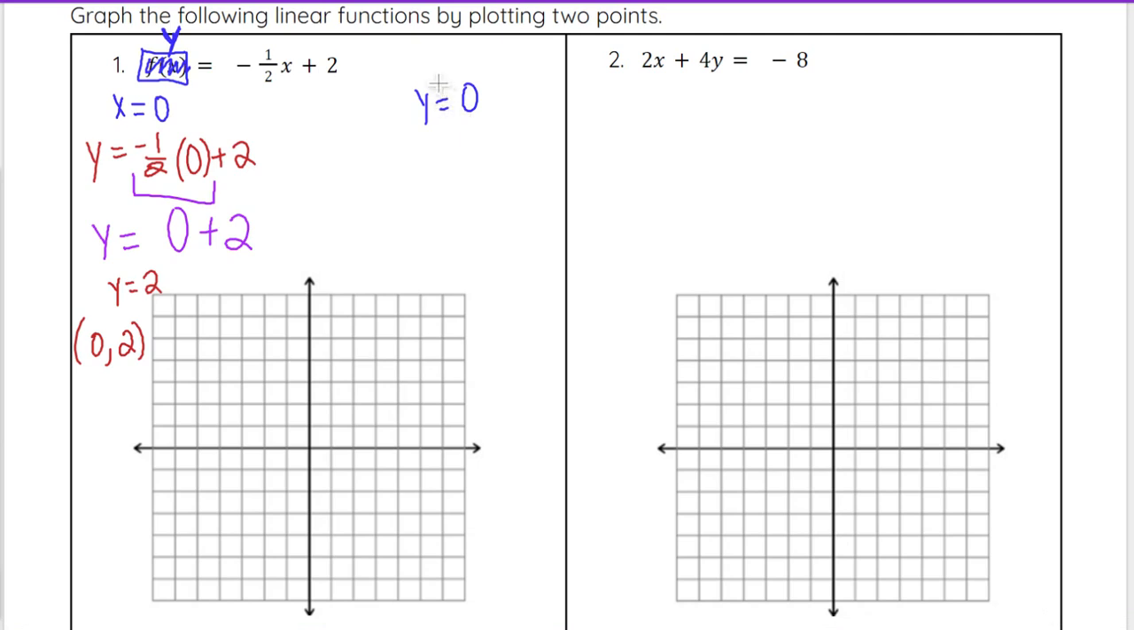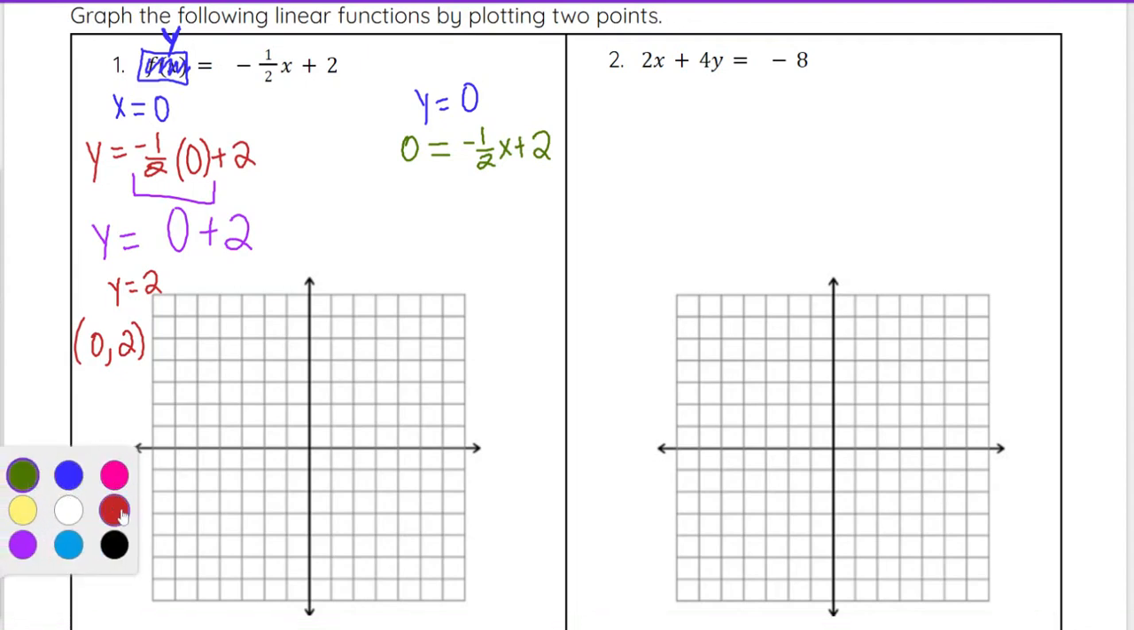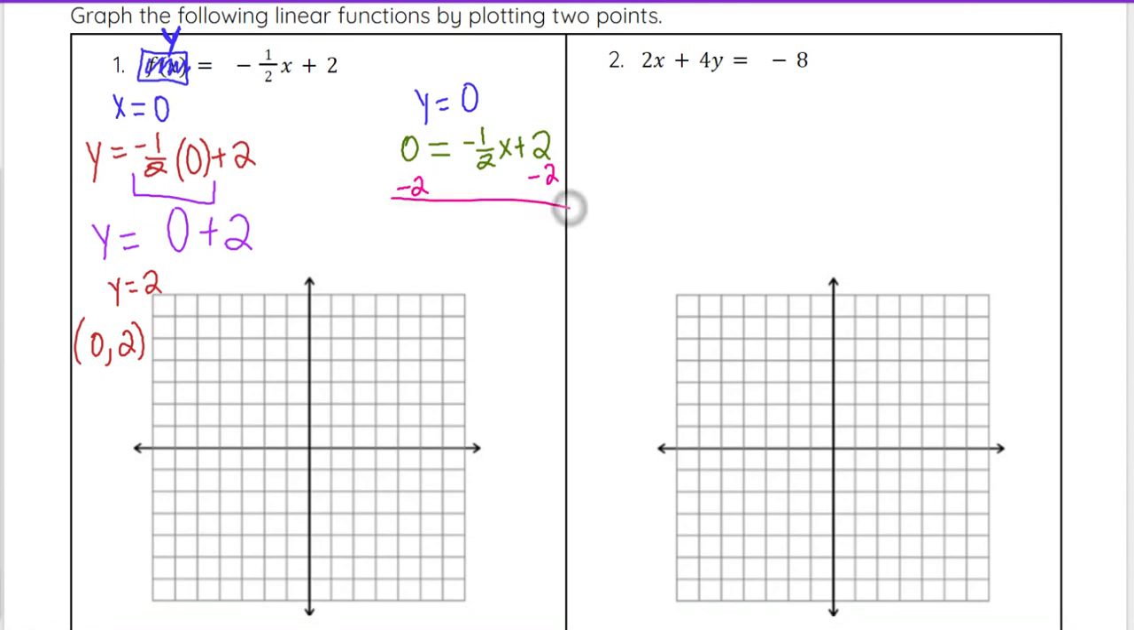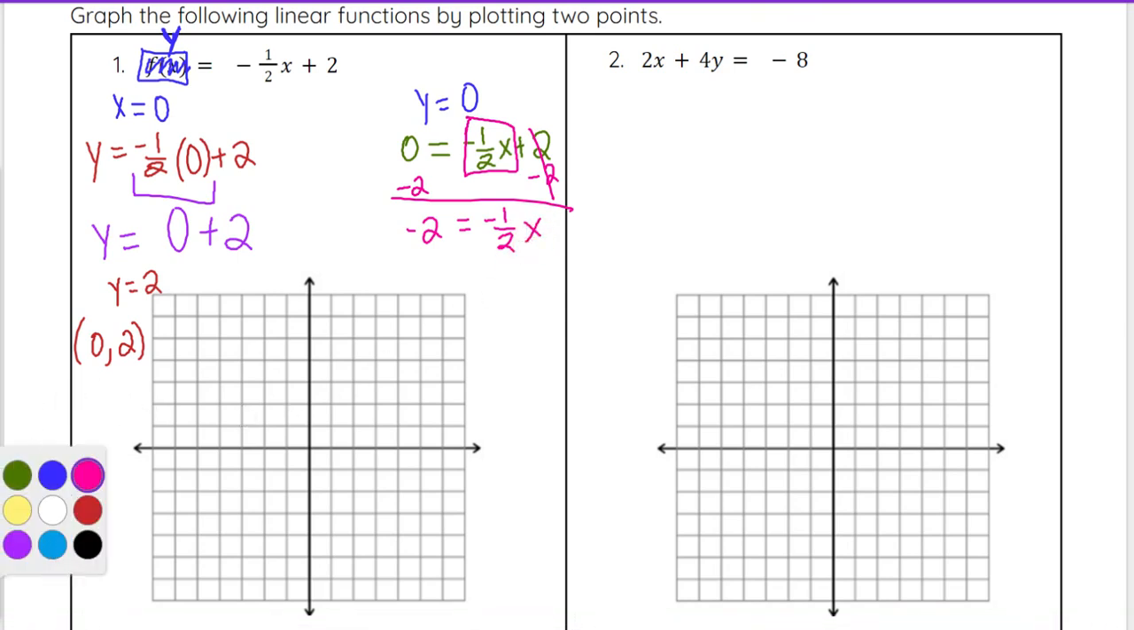Now we do the same thing with y equals 0. So we put 0 in for y. So 0 equals negative 1/2 x plus 2. Now, because the x term is not by itself, we do need to go ahead and subtract 2 from both sides to get this x term by itself before we can get rid of the negative 1/2 in front. So 0 minus 2 is negative 2. So we have negative 2 equals negative 1/2 x.